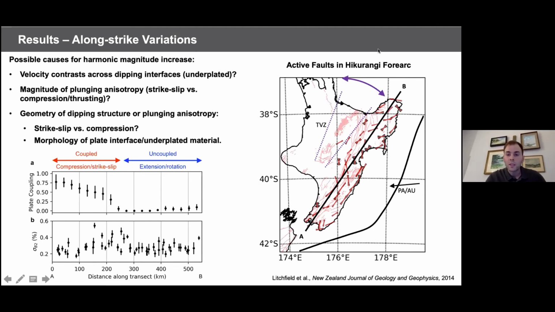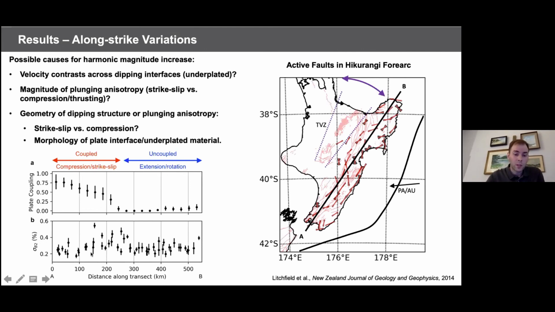If we look at the magnitude of those harmonic signals along this transect A to B, that's what I'm plotting here in this figure. And compare that to the inferred level of plate coupling along the same transect from the GPS data that I showed at the beginning of the talk.